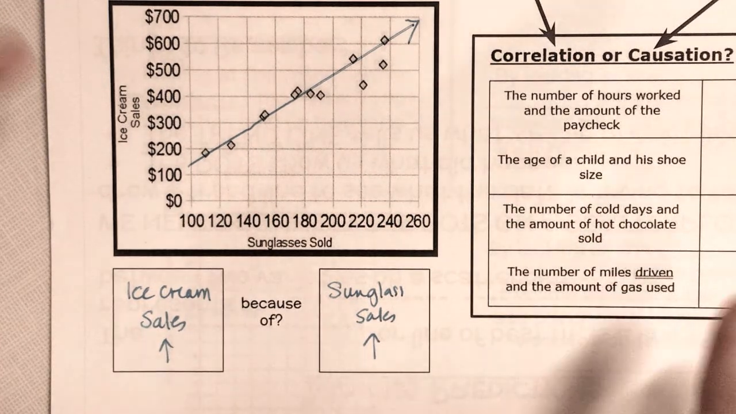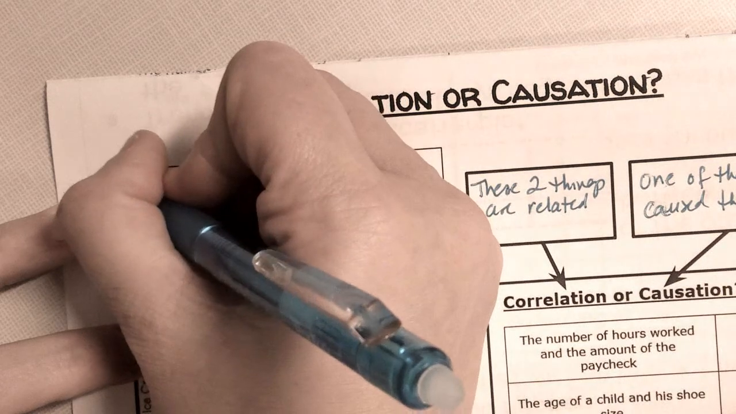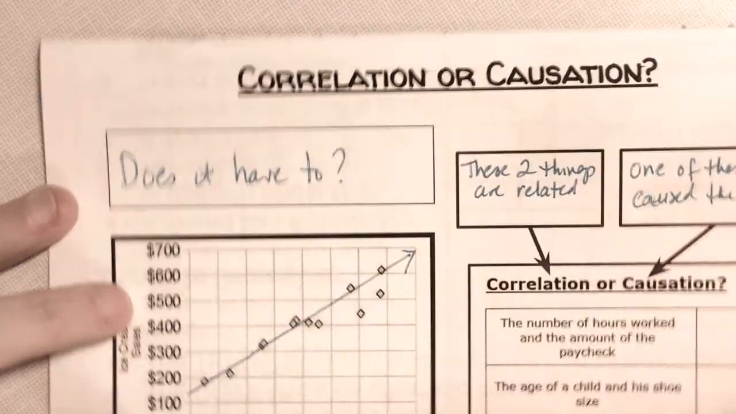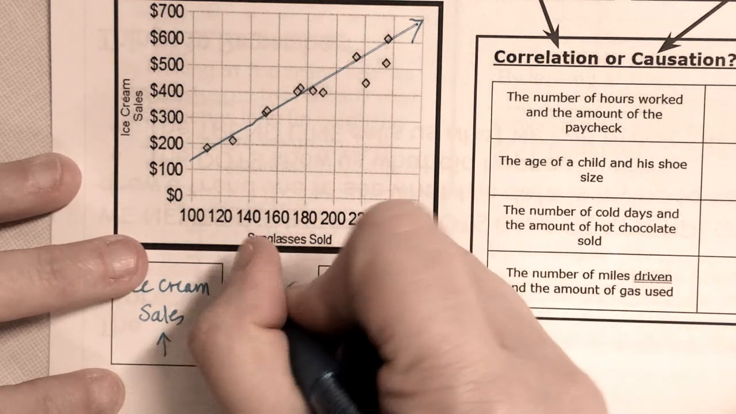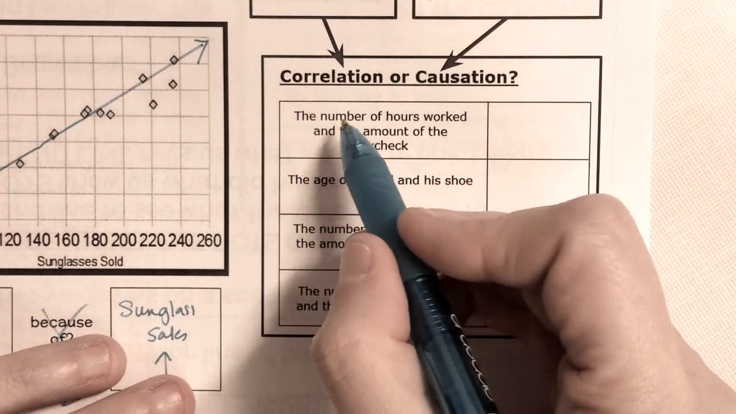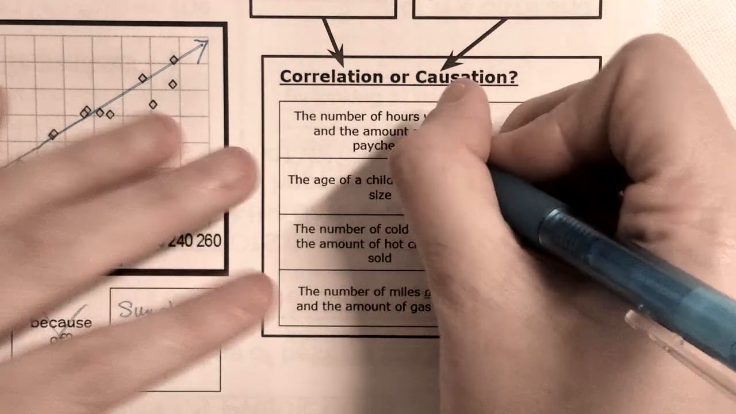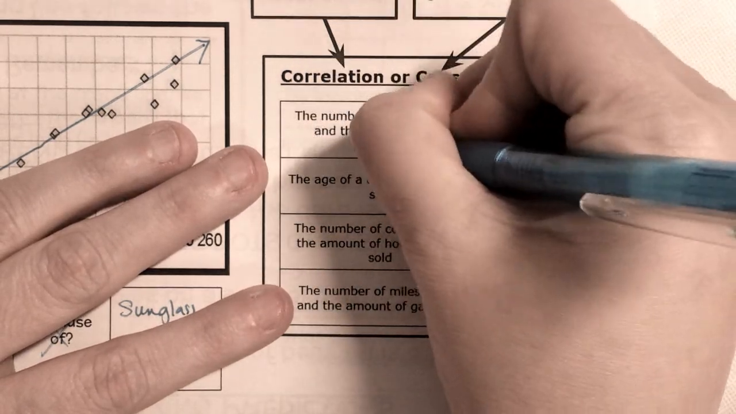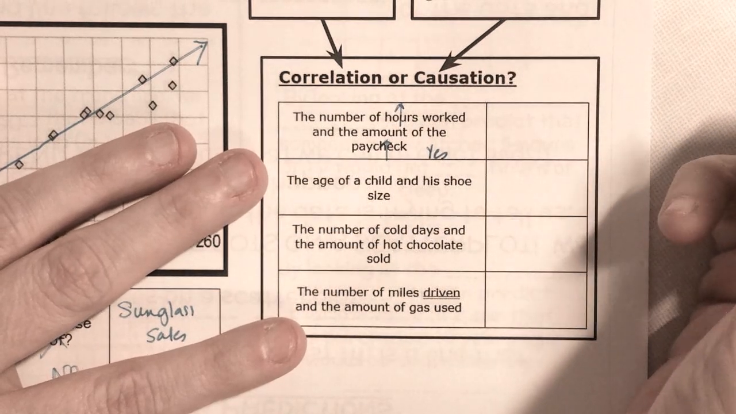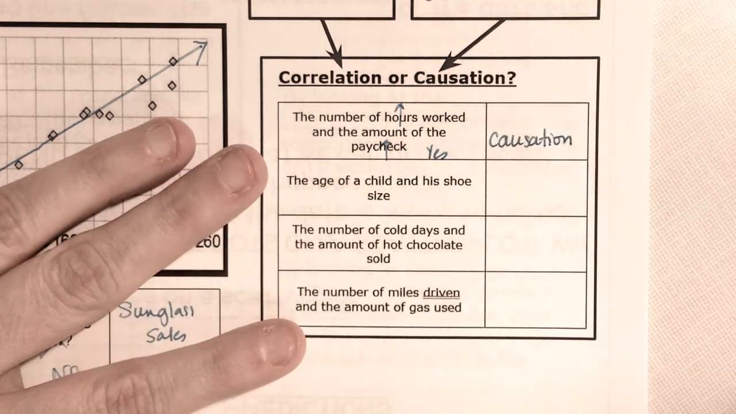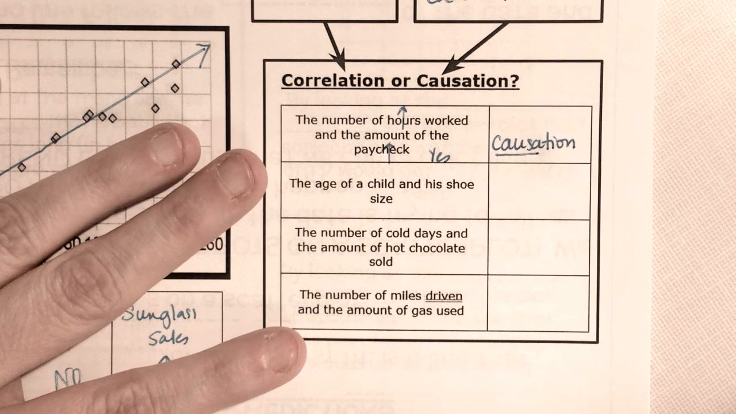Okay? So the critical question is, does it have to? If ice cream sales increase, do sunglass sales have to increase? No. We're going to do that same thing here. If I work more hours, does my paycheck have to go up? I mean, legally, yes. As my hours increase, my paycheck has to increase, because I'm not doing work for free. So this would be causation, because it's causing the other one to happen.